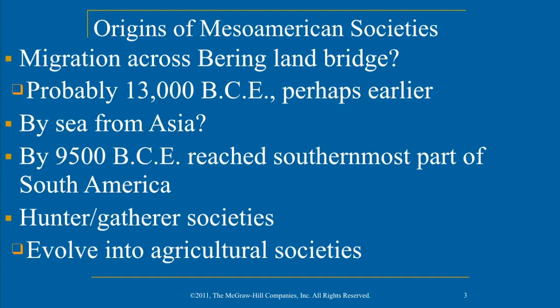One of the possible ways that the Mesoamerican societies grew is also by sea from Asia. Many islands that have been covered by oceans today, or smaller groups of peoples, may have gotten on boats and traveled for days and weeks and even maybe longer to get over to the western coast of the United States. By 9500 BCE, they reached the southernmost part of South America, so we're talking the very end of the earth at the very tip, and these hunter-gatherer societies were similar to the ones we talked about in previous chapters, and they eventually evolved into agricultural societies.